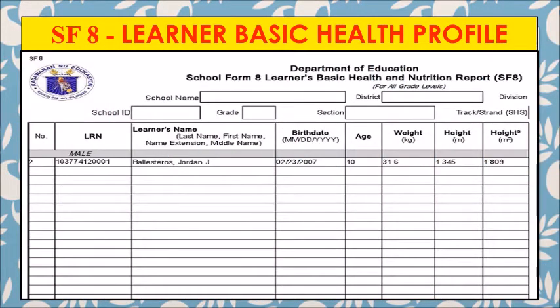SF8, or Learner Basic Health Profile. Description: per learner assessment of body mass index, to be prepared by the class advisor and MAPEH teachers. Mode of preparation is generated from Learner Information System, or LIS, at the beginning of the school year and manual at the end of school year.